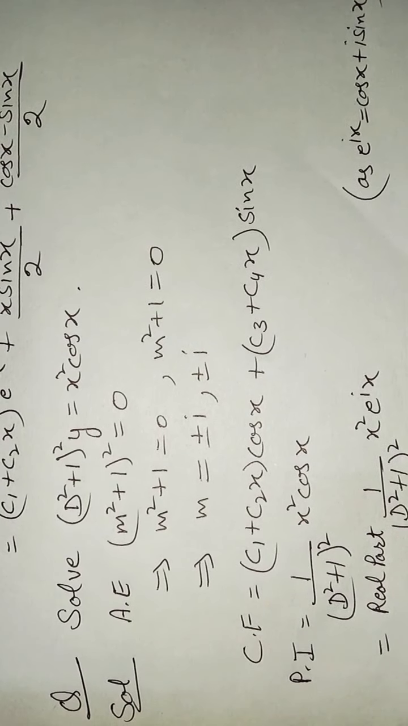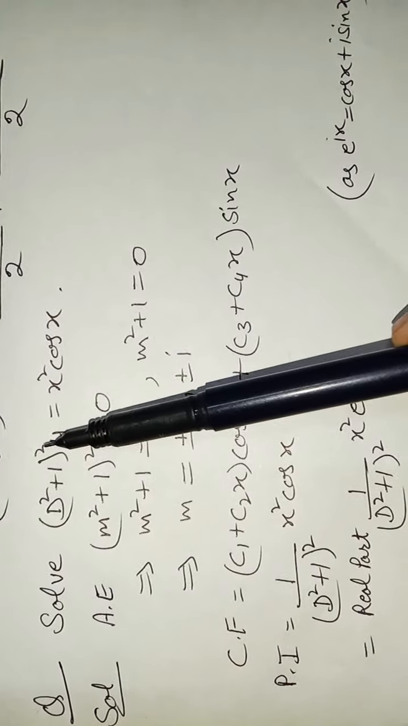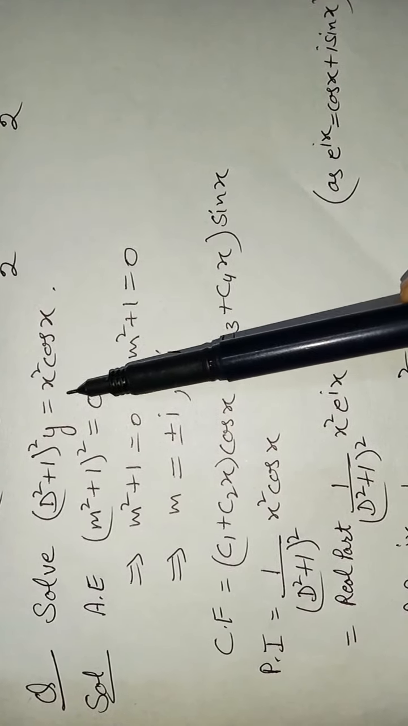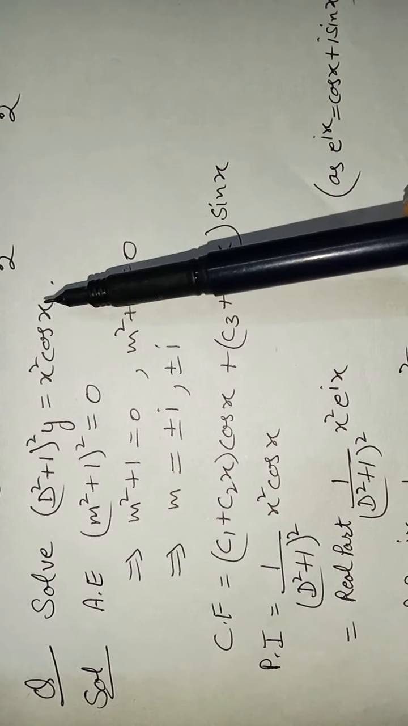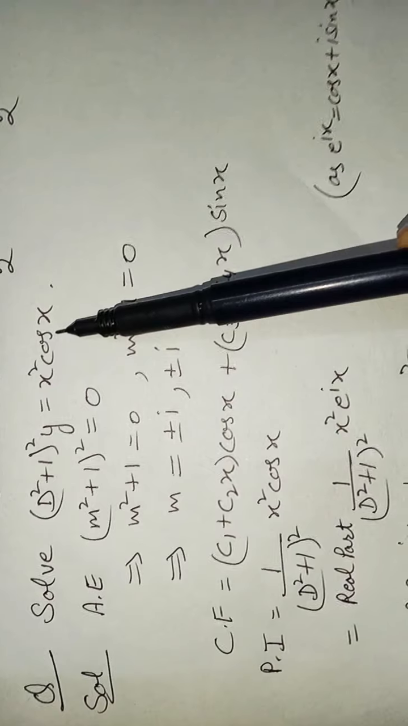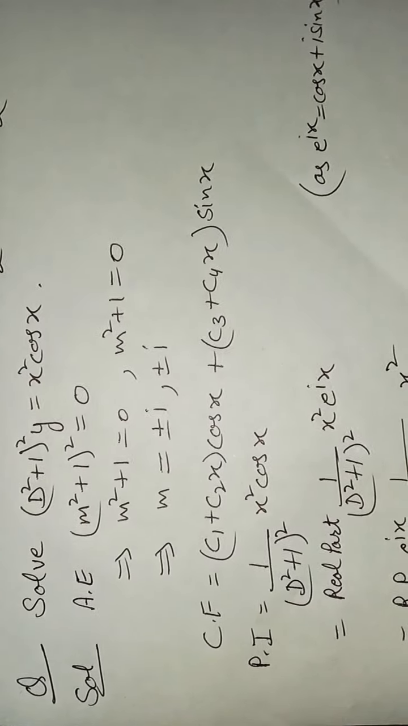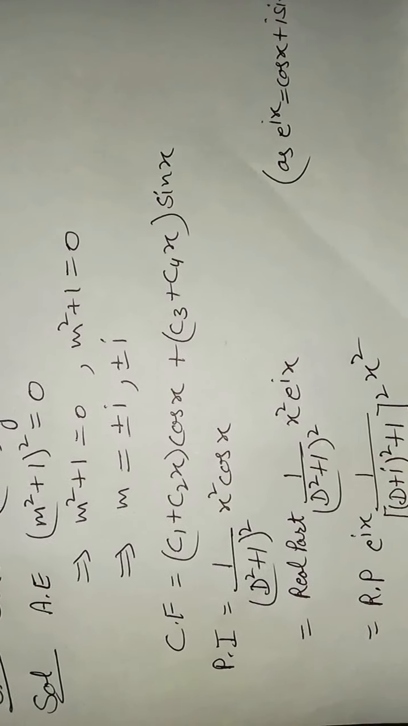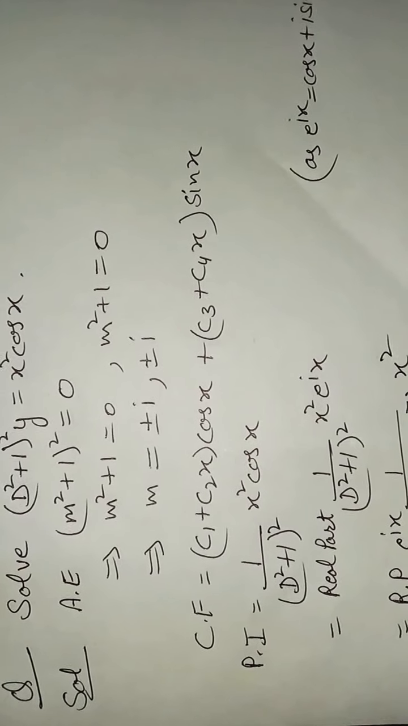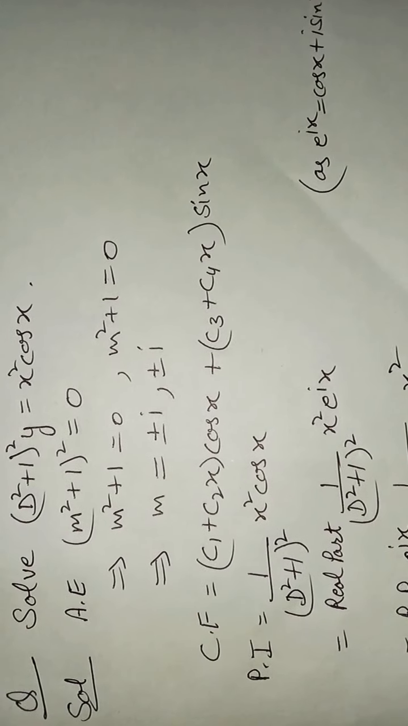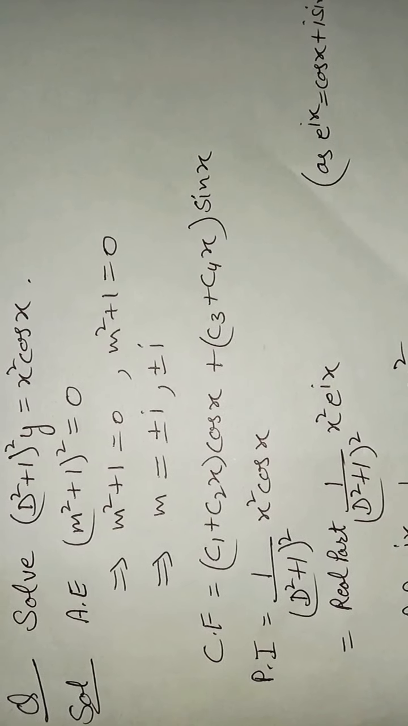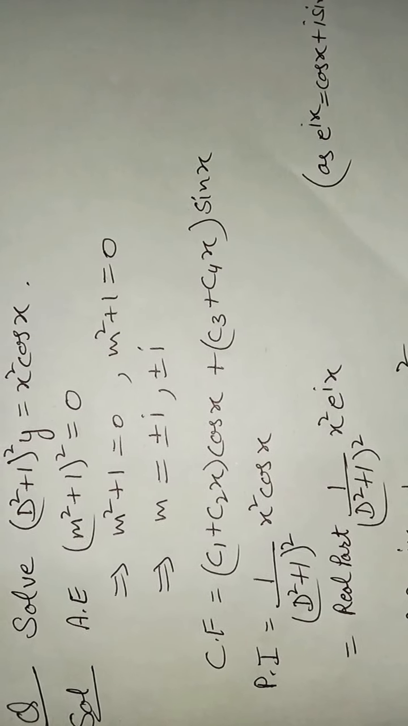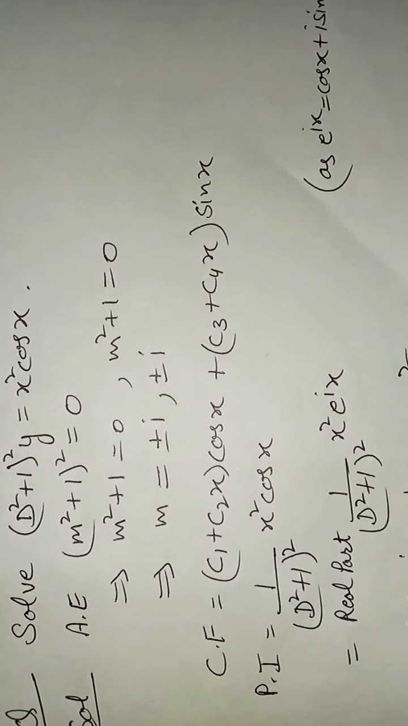Now let us take one more question. Solve D squared plus 1 whole square operating on y is equal to x squared cos x. So here we have not only x times V, in fact we have x squared V. If the power of x is more than 1, then you have two choices. Either you can repeat the same formula which we have used in the previous question, or there is one more method, and in fact that is the easier method. So we solve this problem by that method.